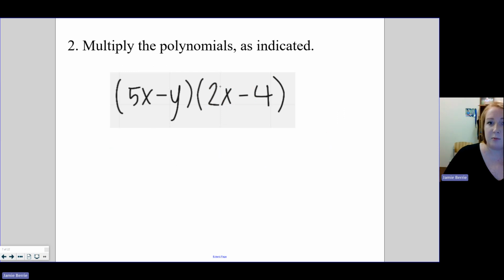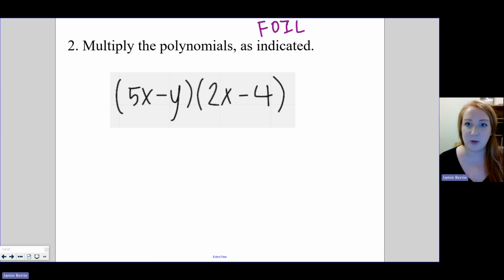Multiplying polynomials, you probably learned this as the FOIL method. FOIL stands for first, outer, inner, last. And this is just so we have a pattern to follow. If you wanted to really have some chaotic energy, you could multiply these in a different order. But the FOIL method just gives us an order to follow so that we make sure that we get every term accounted for. All right, so 5x minus y times 2x minus 4.